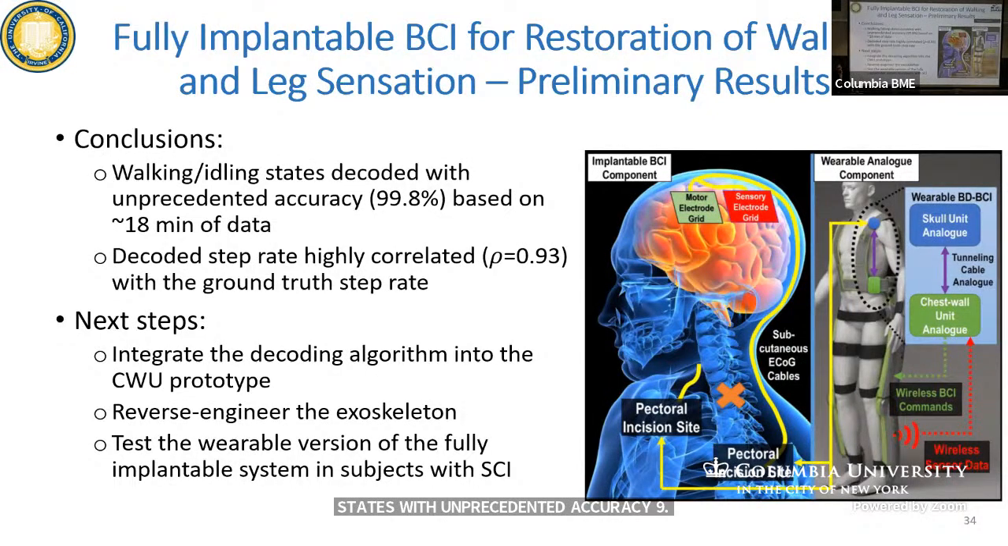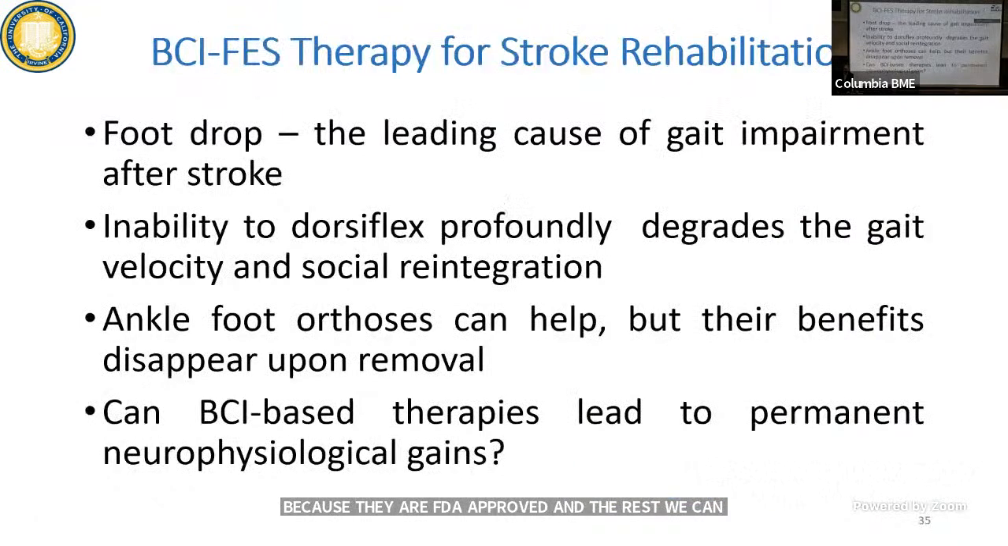Next step would be to integrate this algorithm in a chest wall unit prototype, reverse engineer the exoskeleton, which we've actually done, and then test this device in a sort of wearable version where the only things that are implanted are the electrodes and the tunneling cable because they're FDA approved. And then the rest we can take out, and test in a person with spinal cord injury.